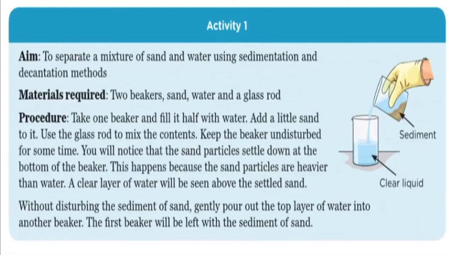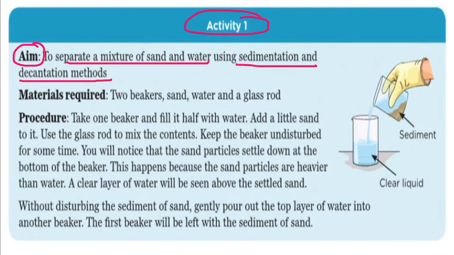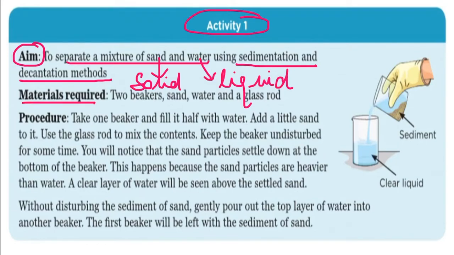Moving on to the next one, let us understand this with the help of an activity. First of all, the aim is to separate a mixture of sand and water using the sedimentation and decantation method. As I told you, one component is in solid state and the other one is in liquid state, so we can use this method. The materials required are 2 beakers, sand, water and a glass rod. Now what is the procedure?